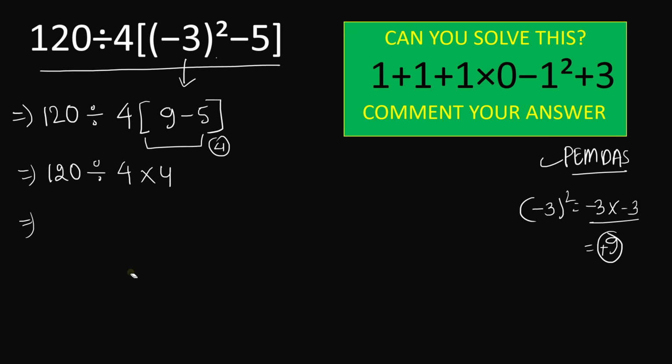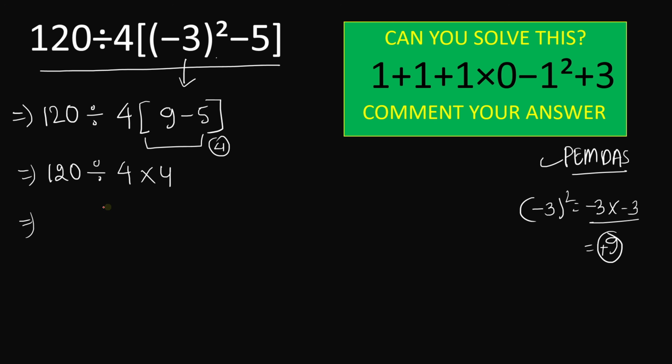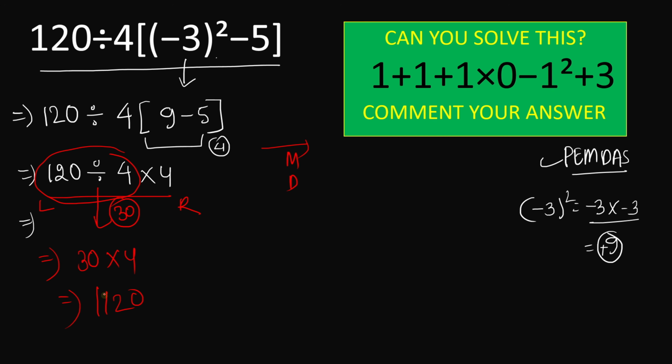See here we have 120 divided by 4 times 4. As we know, multiplication and division have the same priority, and we do the operations from left to right. So first we will do this division operation. 120 divided by 4 will give the result 30 here. So we will simply write 30 times 4, and 30 times 4 will give the result 120. So this is the right answer.